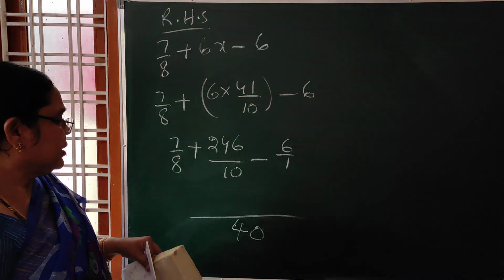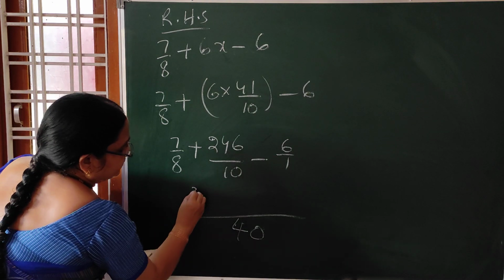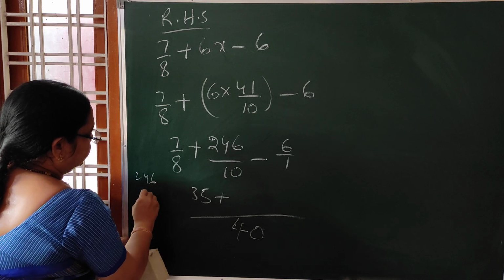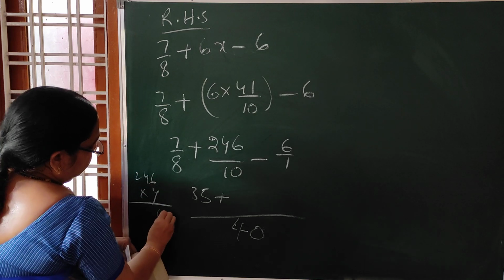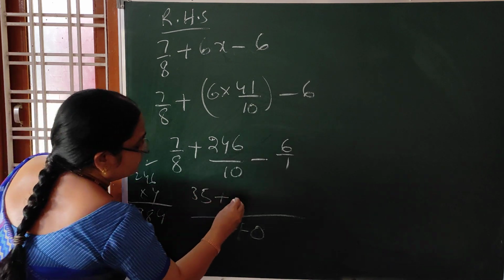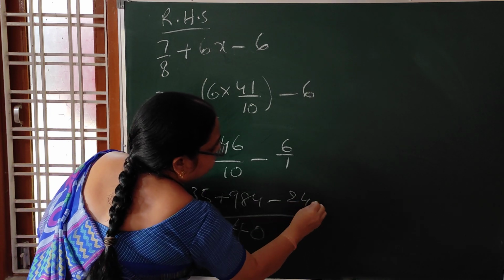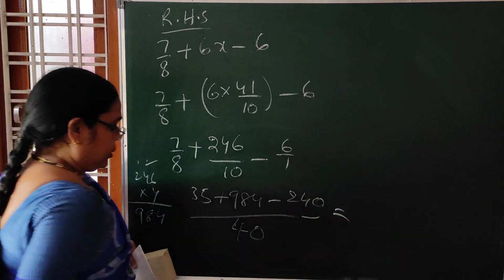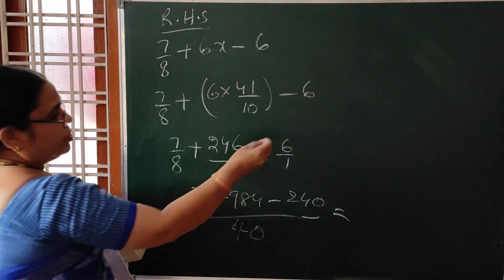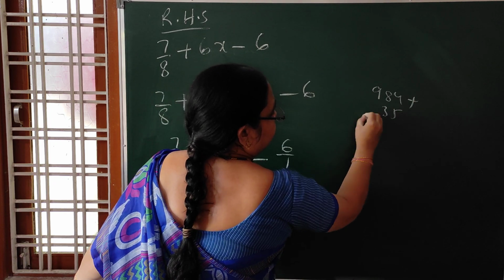So 8 5s are 40, 10 4s are 40 you will get. So 8 5s are 40, 5 7s are 35, 10 4s are 40, 246 into 4. 4 6s are 24, 4 4s are 16, 17, 18, 4 2s are 8 plus 1 is 9, 984 minus 240. This is equal to 984 plus 35 is how much?